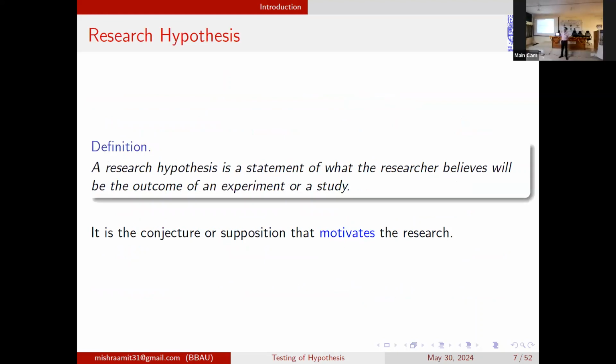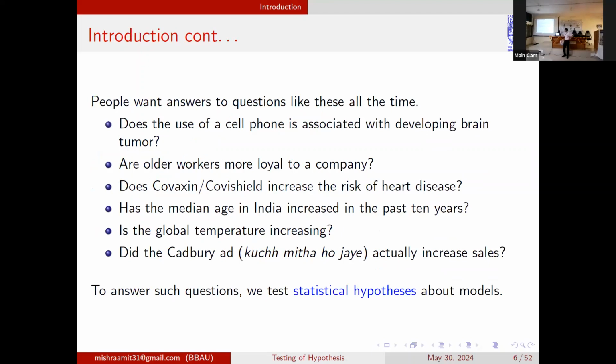Now, first thing is the researcher's hypothesis. I have already told you that a researcher's hypothesis is a statement of what the researcher believes to be the outcome of an experiment or a study. For example, take the first one: does the use of cell phone is associated with developing brain tumor? If you want to assess this question, you must have a belief that cell phone has an impact on brain tumor. If you think that there is no impact, you will not perform the study. Remember, what is the use of performing that study? Your researcher hypothesis is that I think there will be an impact, so verify whether it is or not.